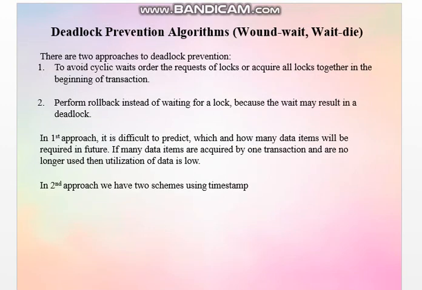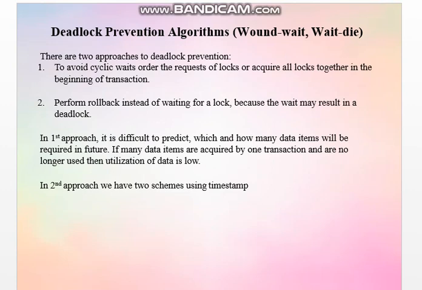We will see the deadlock prevention algorithm first. There are two approaches for deadlock prevention. Number one, to avoid cyclic wait, order the lock requests or acquire all locks together in the beginning of the transaction. We know that whenever a transaction wants a data item and it is held by some other transaction, that is a situation where deadlock will come.